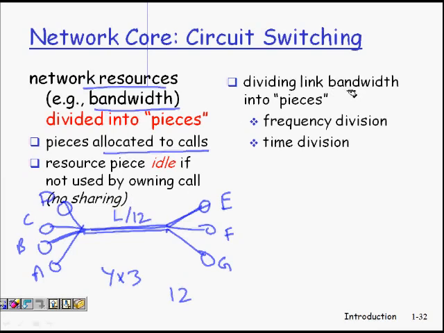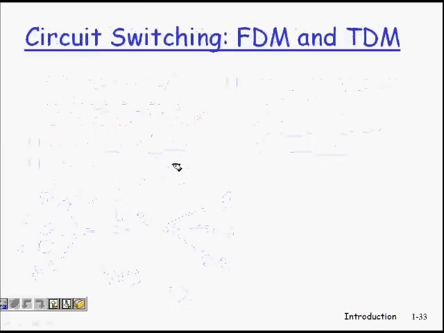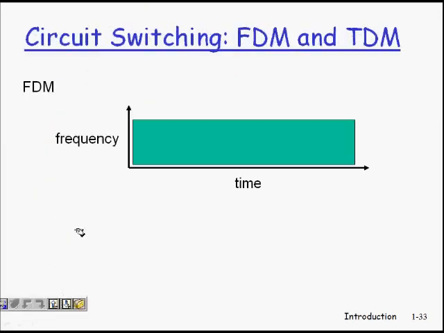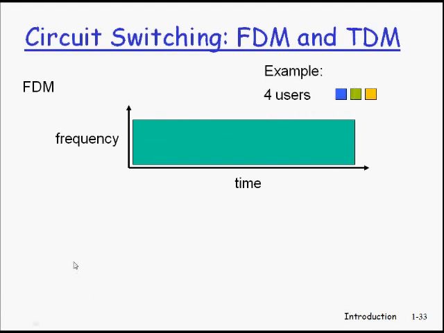So how can we divide the link bandwidth into pieces? Bandwidth can be divided using frequency division or using time division. Let's see that. First is frequency division. We have a whole band of frequency here, and there are 4 users. I will divide this whole frequency among the 4 users such that each has a dedicated share; if the frequency size is R, I have R by 4 dedicated to each one of them.